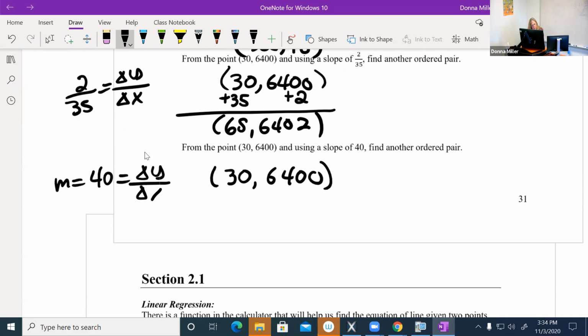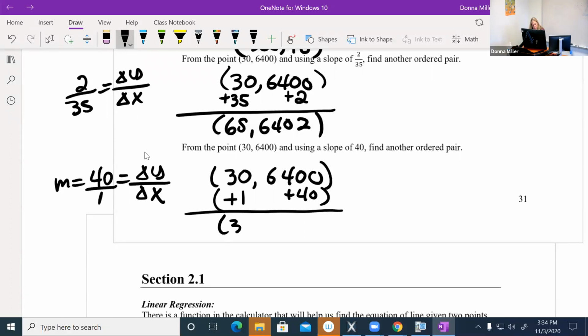So here it's not a fraction. So the way that I write it as a fraction, I just put it over 1, right? Because 40 is the same as 40 divided by 1. So the change in y is 40, and the change in x is 1. So I'm just going to add 1 to x, and I'm going to add 40 to y. So I end up with 31 and 6440. So that would be another point on that line.